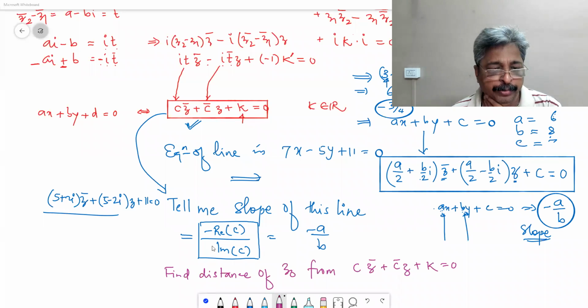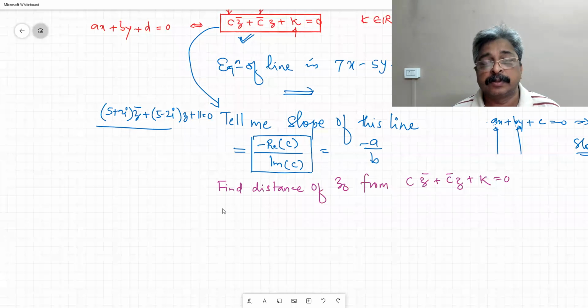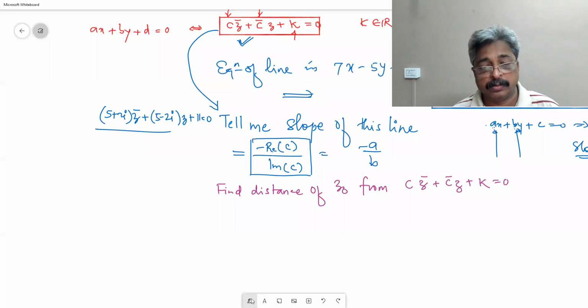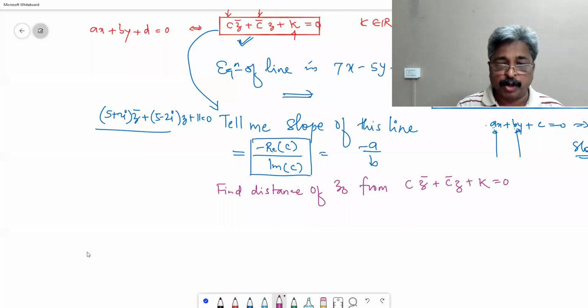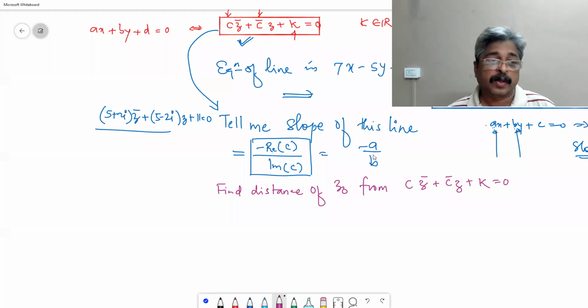We can take help of our 2D, because we know how to jump from the 2D equation of a straight line to the complex equation of a straight line. Okay, so what we can do is, we know what is the distance of a point from a line.